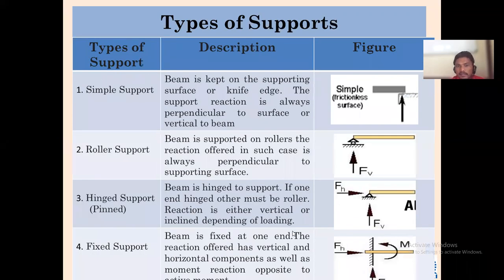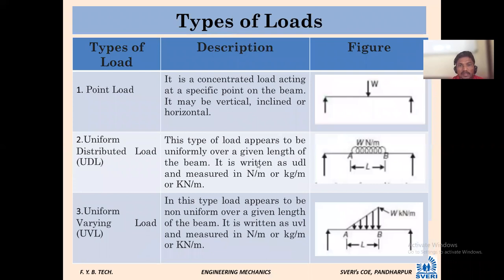Then reactions, types of support and reaction. In simple support, there is only one reaction. In roller support, also only one reaction. Hinged support, there are two reactions. And the last, fixed support: two reactions plus one moment. Then types of load, three types: point load, uniformly distributed load, and uniformly varying load.